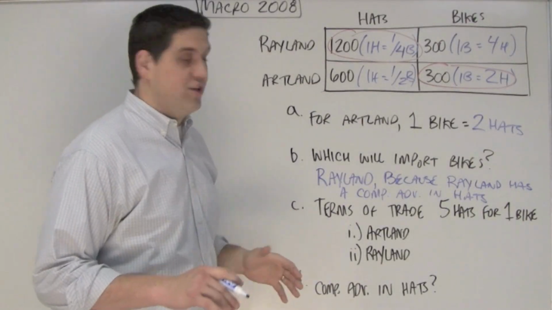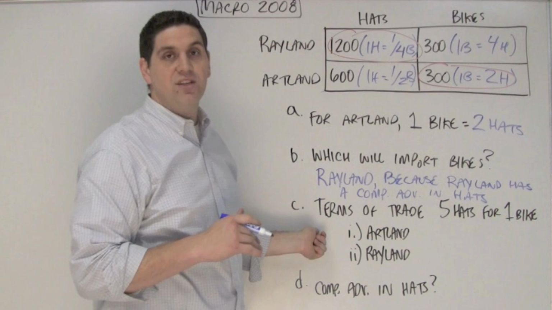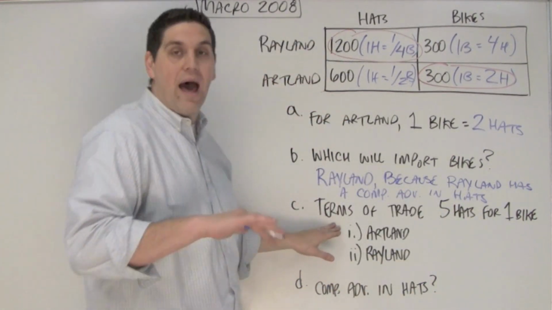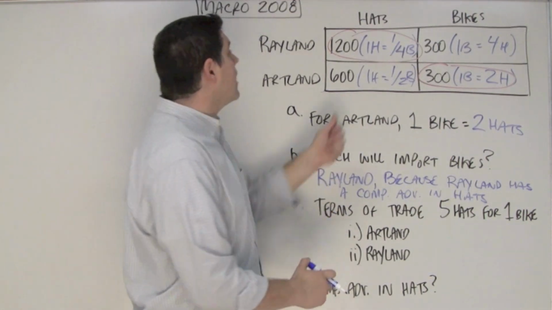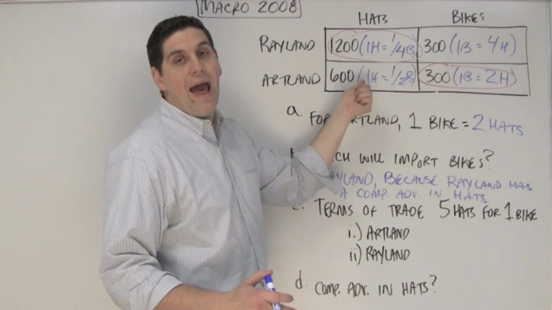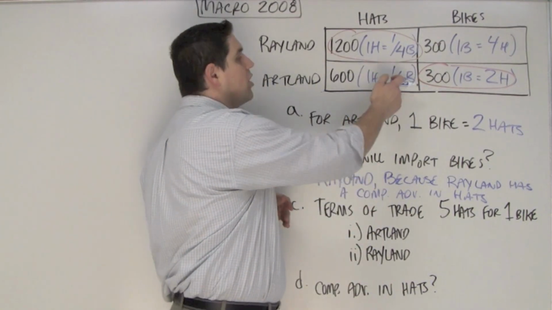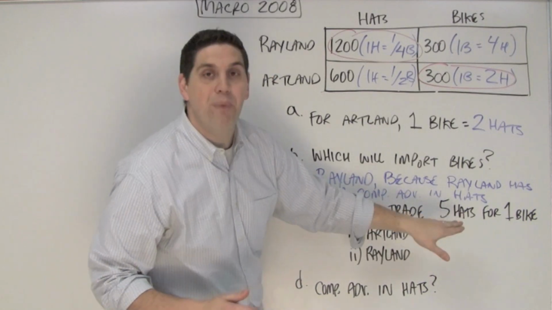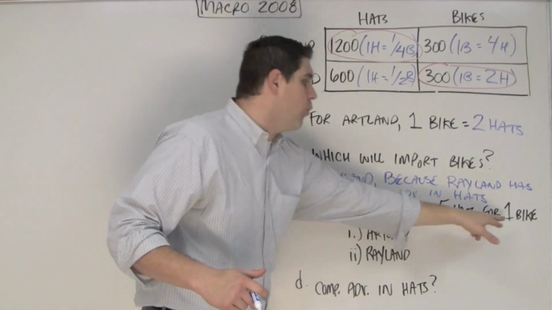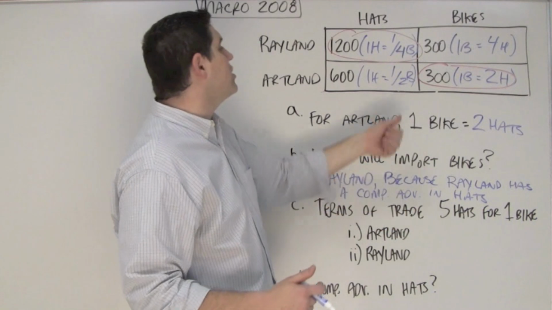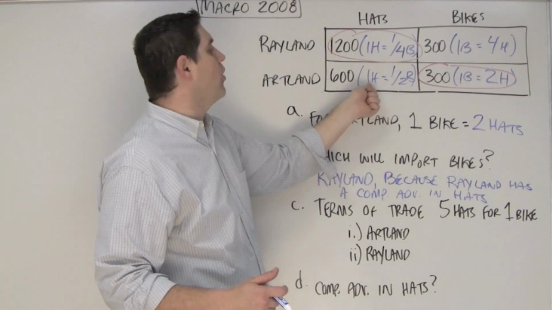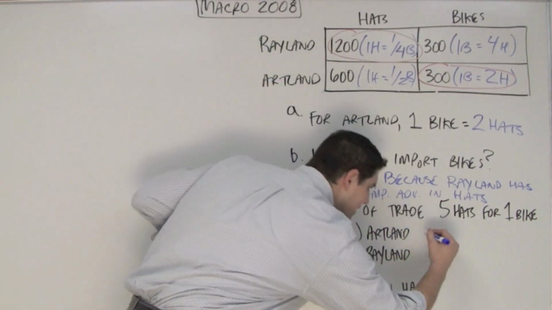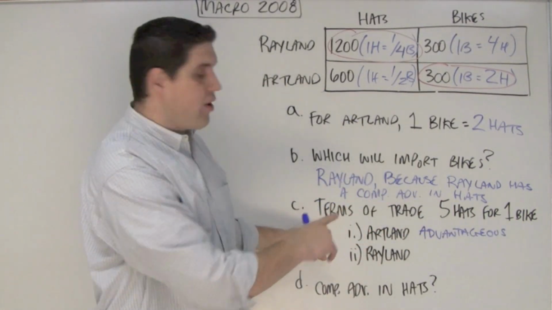All right, now this is the tricky part of the question. It tells you if these countries specialize in trade, and the terms of trade is 5 hats for 1 bike, is it advantageous or not advantageous for Artland and for Rayland? Artland's going to specialize in the production of bikes. If they wanted hats, they can make them themselves, right? So 1 hat would cost them 1/2 a bike they'd have to give up if they wanted to produce hats themselves. But in these terms of trade, it's better and more advantageous for Artland to trade 1 bike for 5 hats, as opposed to just making it themselves, giving up 1/2 a bike and getting only 1 hat for it. They could go ahead and trade 1 bike and get 5 hats. So for Artland, this is advantageous. This is the terms of trade that Artland would like.